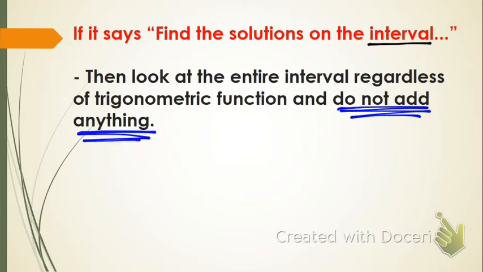They're going to tell us how much of the unit circle they want us to look at by giving us an interval, and then we don't have to add plus 2 pi n or plus pi n. So far, so good? I'm going to put up our first example here in just a moment.